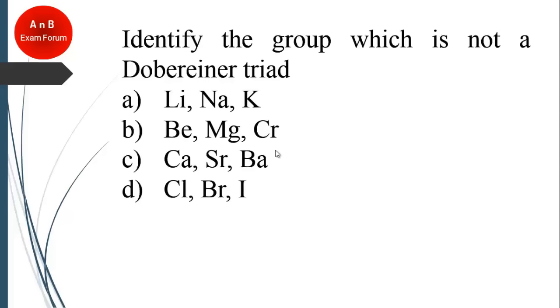Coming to the next question, this is from chemistry: identify the group which is not a Dobereiner triad. What is a Dobereiner triad? Take the atomic mass of lithium and the atomic mass of potassium; the middle one will have the average of these two atomic masses. They are asking which of the following is not a triad. This is a Dobereiner triad, this is also a triad, this is also a triad, but option B, beryllium, magnesium and calcium, is not a triad.